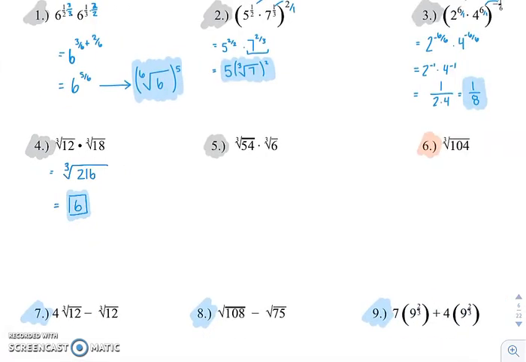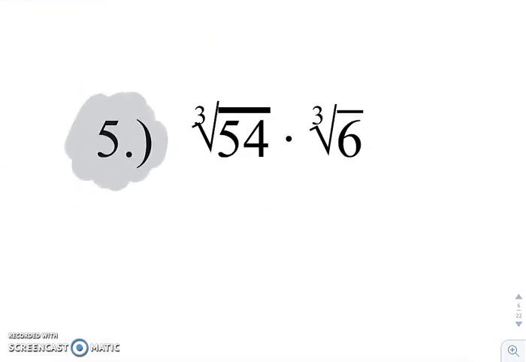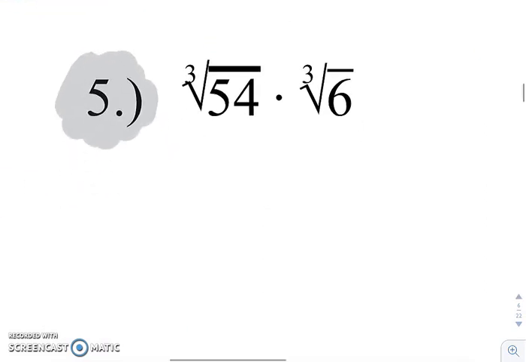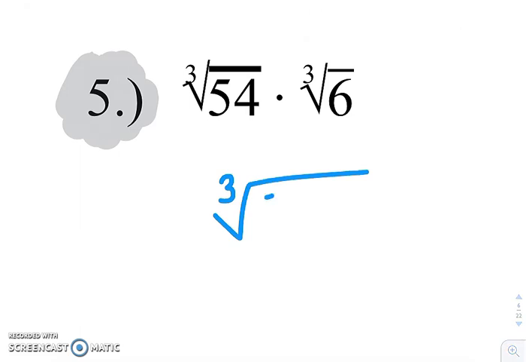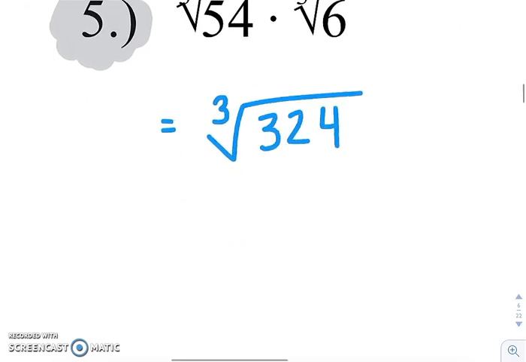So then number 5, cubed root of 54 times cubed root of 6. If they're the same root, you just multiply them together. So 54 times 6 becomes 324. So 324, not a perfect cube.